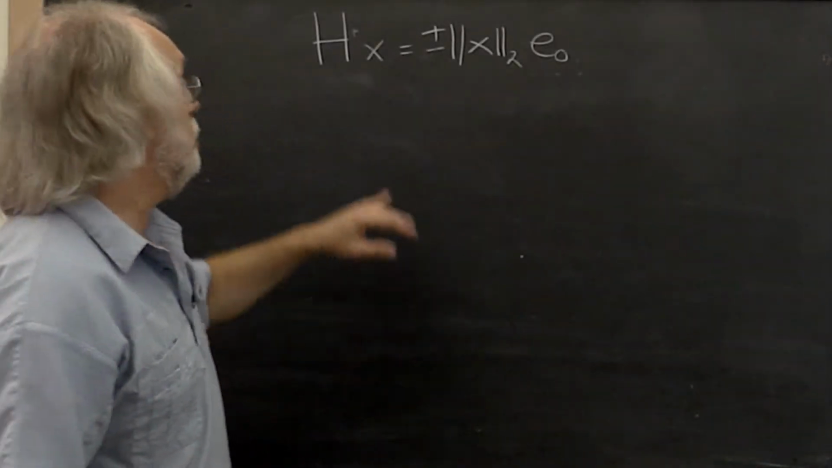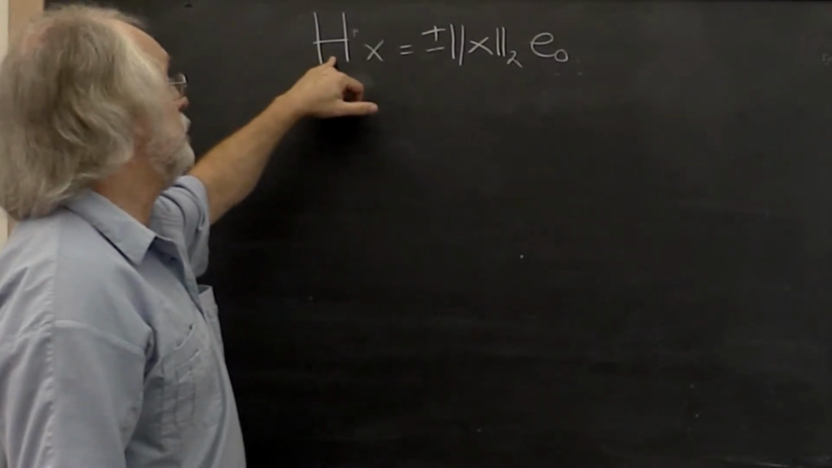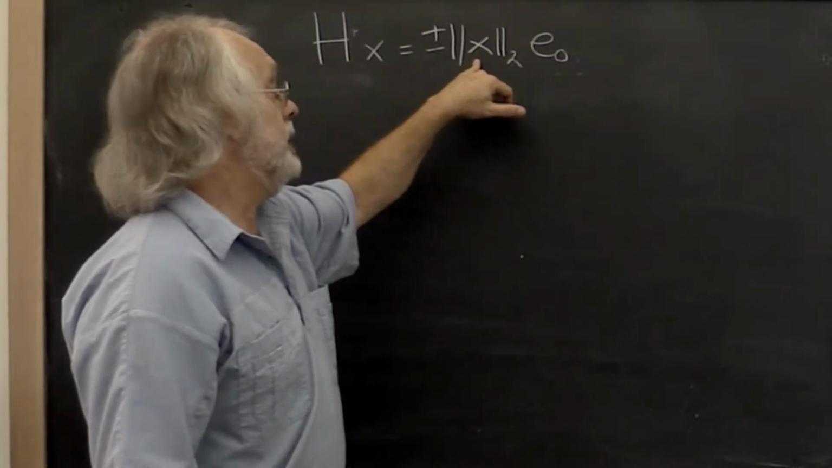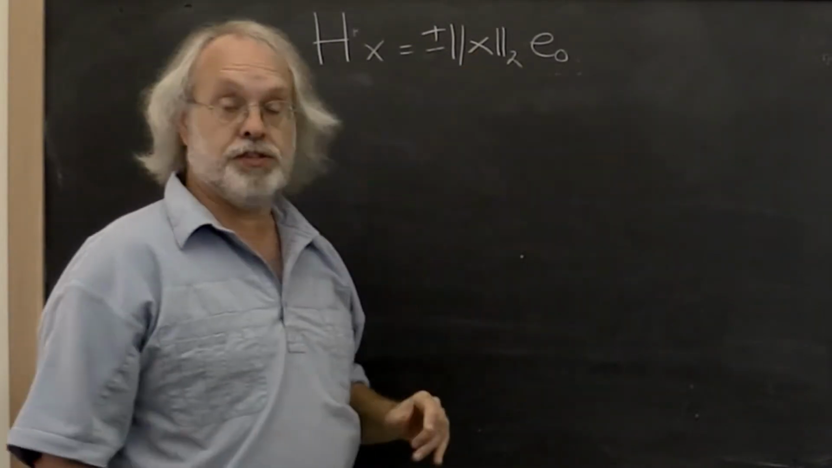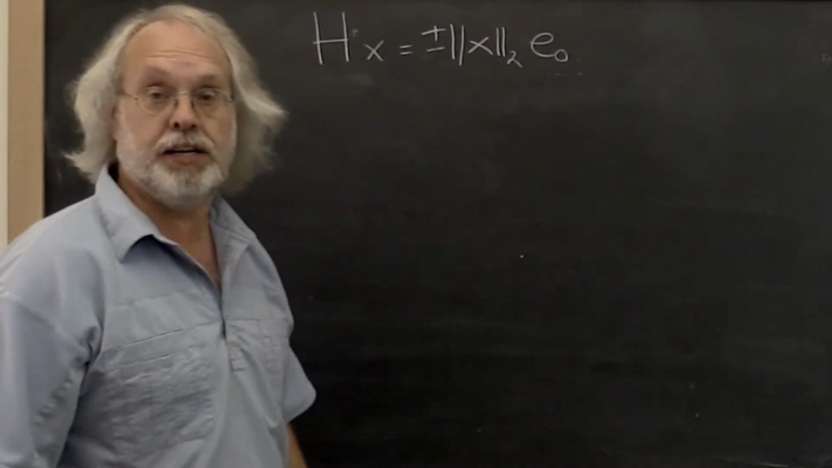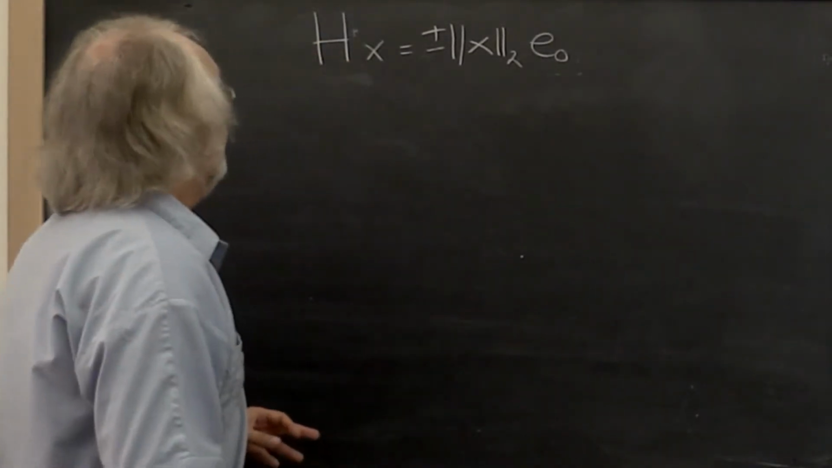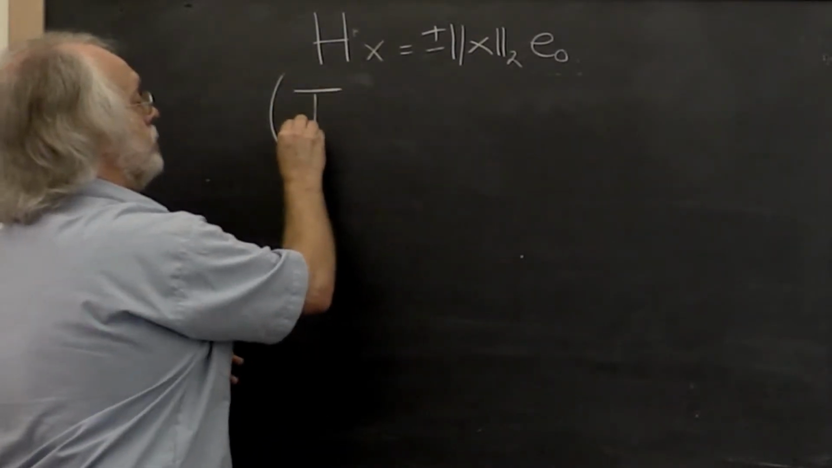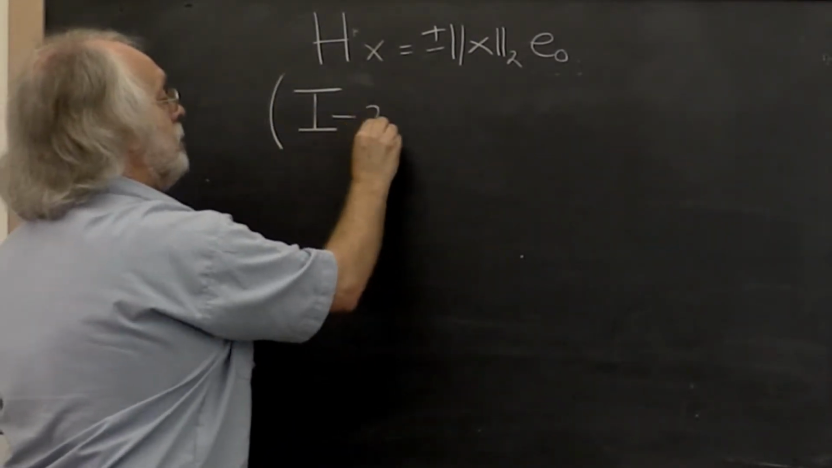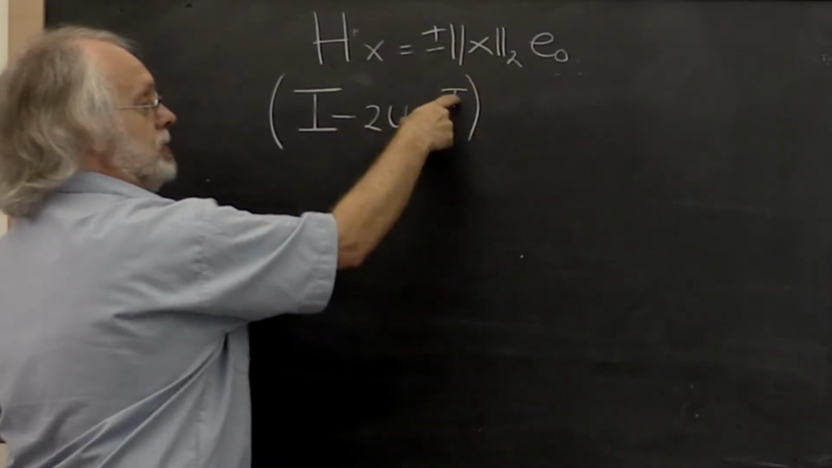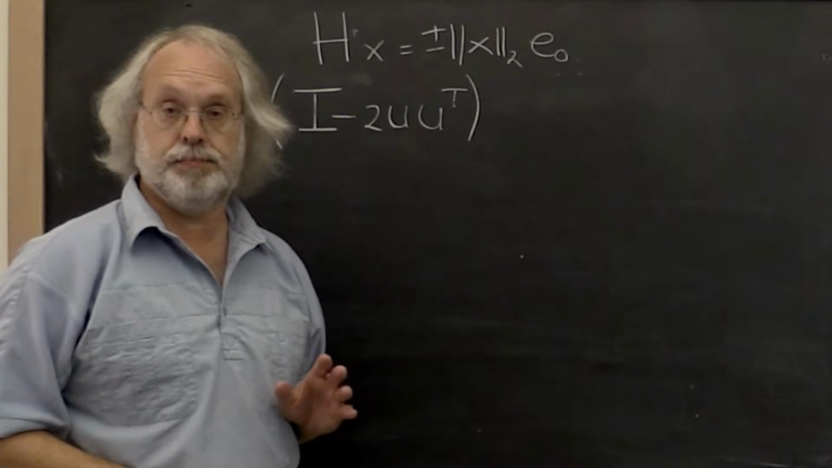We've discussed how to compute a Householder transformation, H, such that H times x is equal to plus or minus the 2-norm of x times the first standard basis vector. And here we're just talking about the real valued case for simplicity. We restricted our Householder transform to have the form I minus 2 u u transpose. Again, let's just focus on the real valued case.